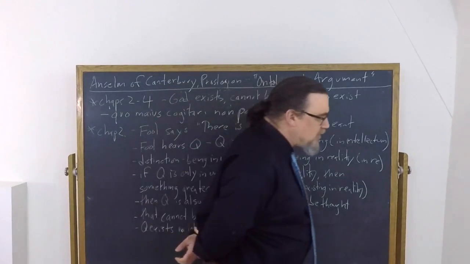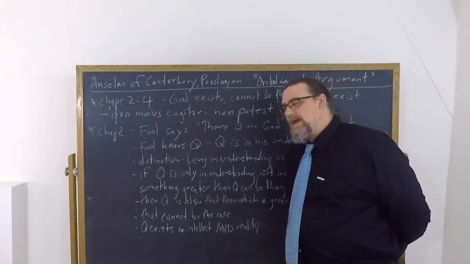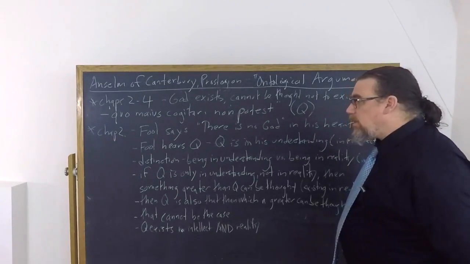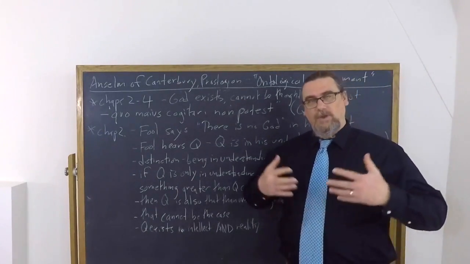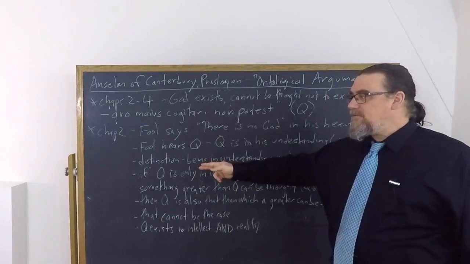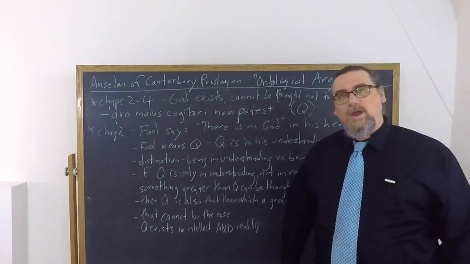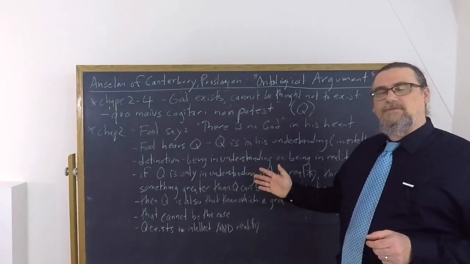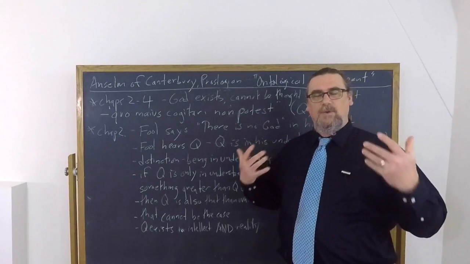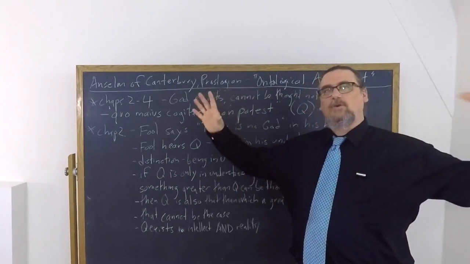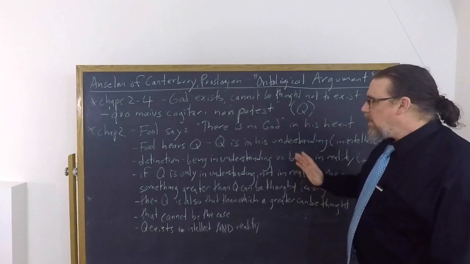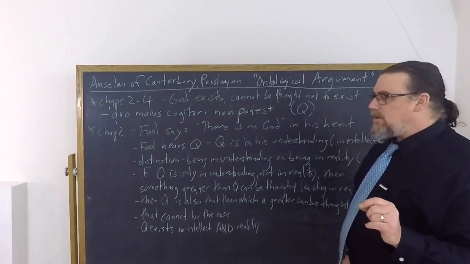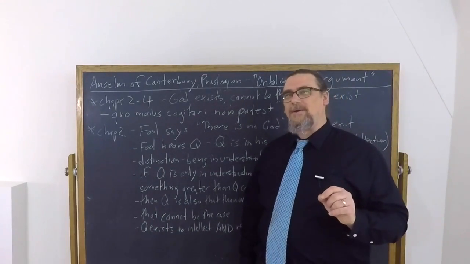So we have a distinction between two different kinds of being. One is greater and one is lesser. Now, here's where the argument really takes a turn. If that than which nothing greater can be thought exists only in the understanding, if this is something that we say and we hear and we grasp, but it doesn't correspond to anything in reality, if it exists only in the understanding, not in reality, then we can think of something greater.